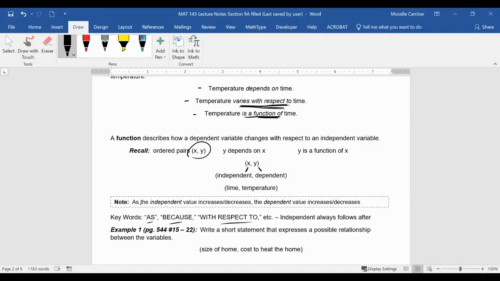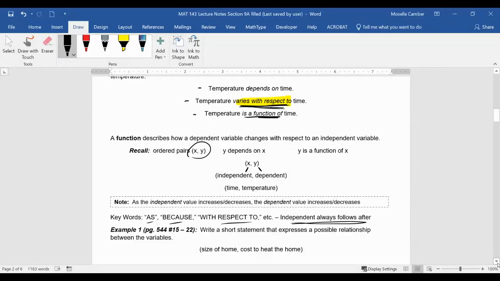No matter which word or phrase you see here, the independent always follows after these words. So for example, in this note here, we say as the independent value. And if we look further up here, we see with respect to, and time is your independent there as well.